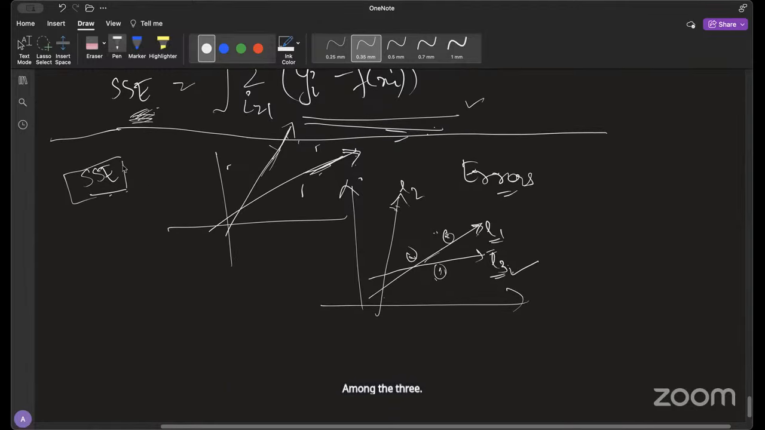So it is the actual example, I think, how the line is passing. What? Nothing, ma'am, nothing.